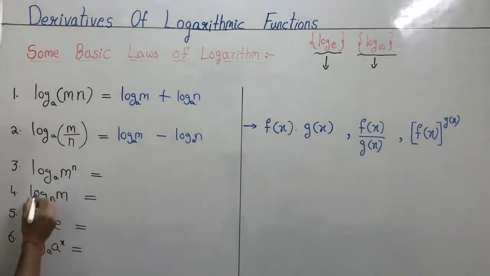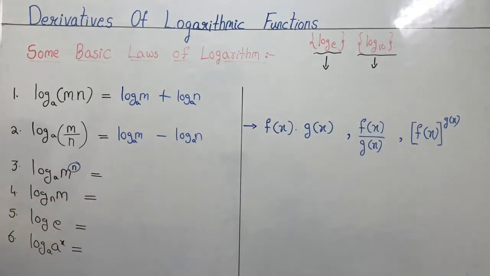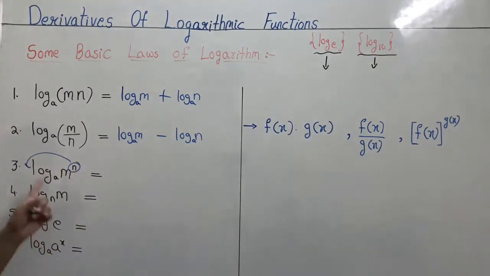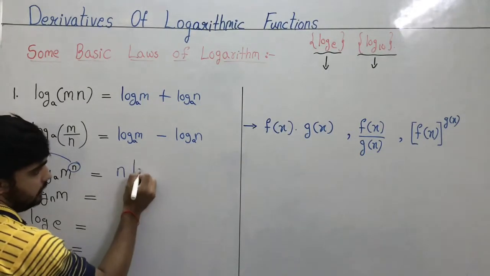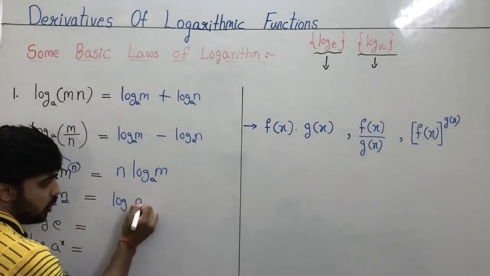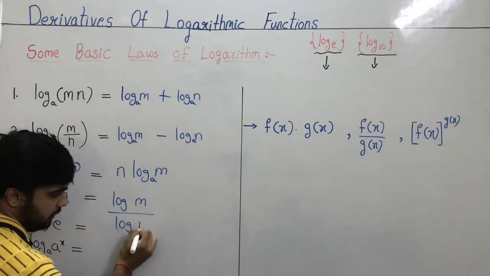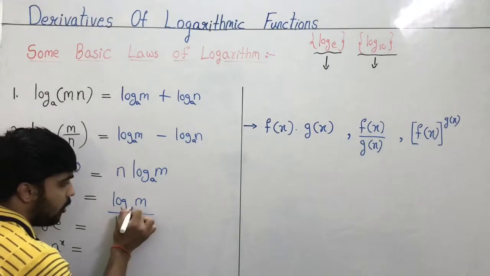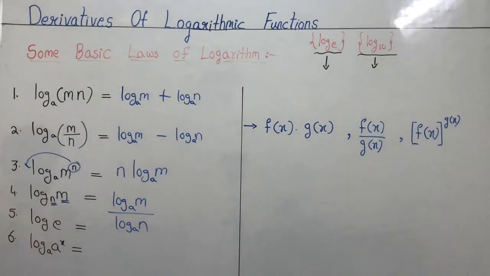Okay. So this is log m raised to n. So when function is raised to another function, then we have to take it down. Okay, so we'll take it down. So we can write this as n log of m to the base a. Okay, our next function is log m to the base n. So in this case, we separate two functions like log m upon log n, and in this case we give common base, that is a and a.